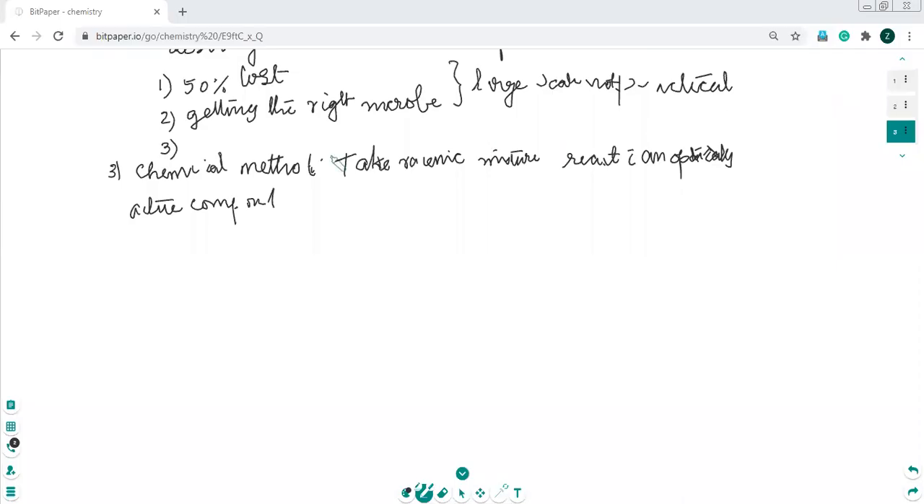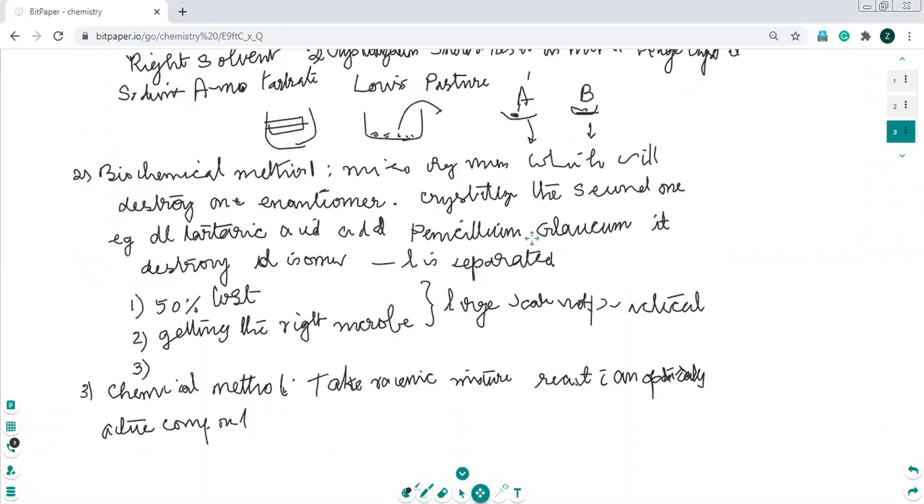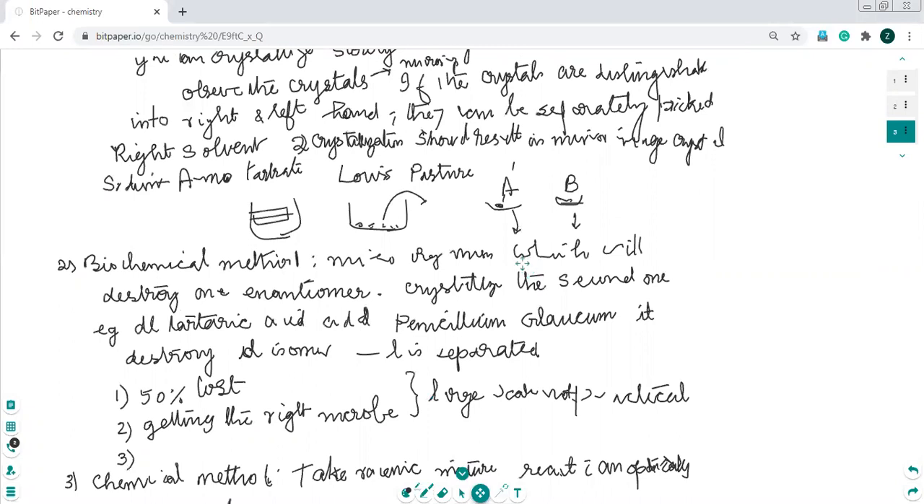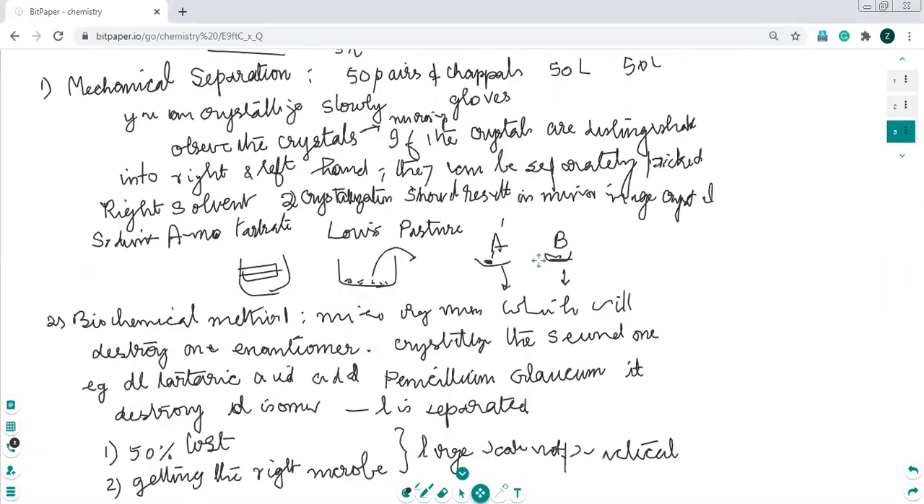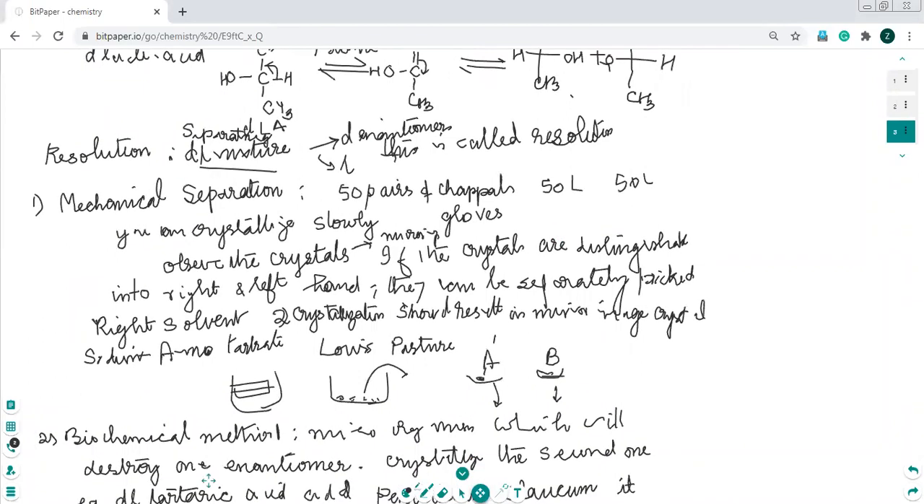Different methods of resolution. What is resolution? Separation of a racemic mixture into individual enantiomers. Okay, separation of a racemic mixture. Now I will just give you, now see here. This is what is a resolution.